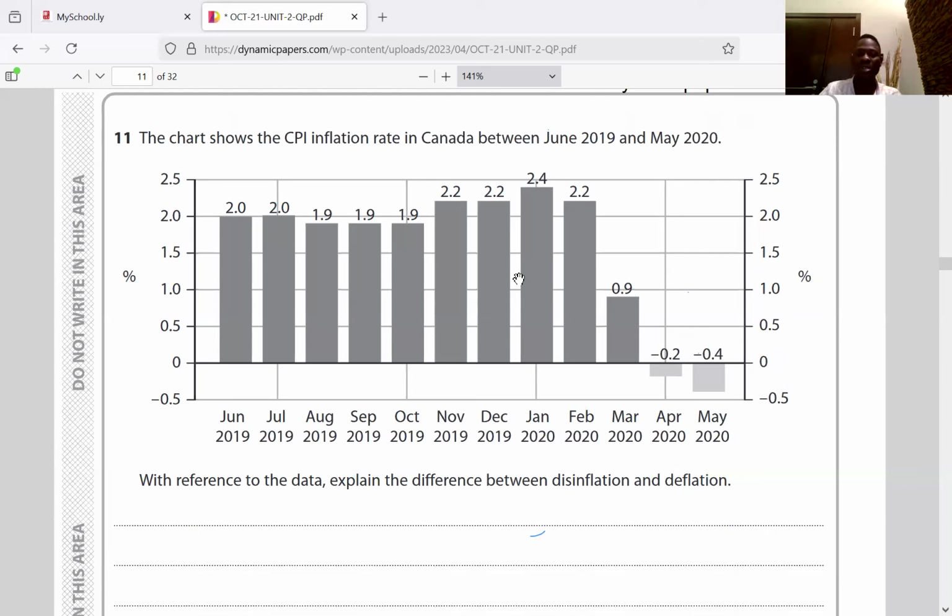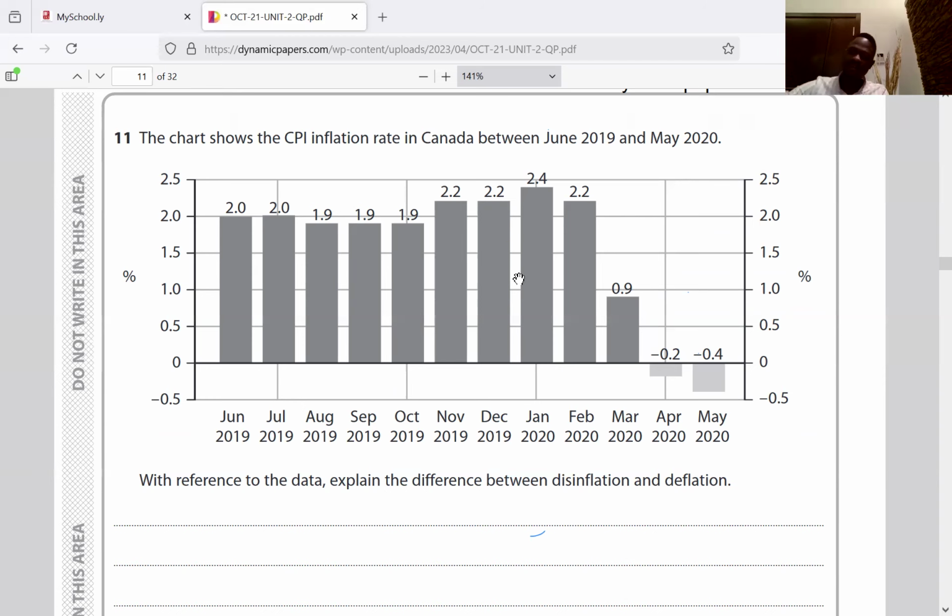Can you just stop now and focus here, please? Then we have deflation. Deflation is a persistent fall in the general price level of goods and services in a given economy. For example, Canada had a negative inflation rate in April 2020, which was around minus 0.2. A negative inflation rate is called deflation, while a positive inflation rate with a fall in its rate brings about disinflation. That's the difference. I think question 11 is clear.